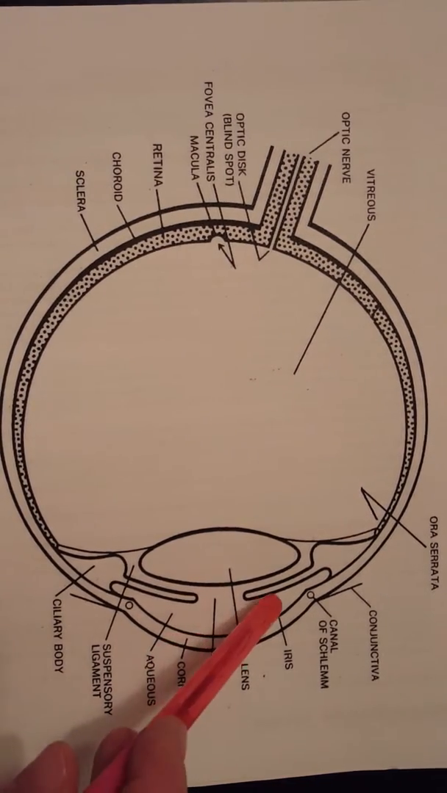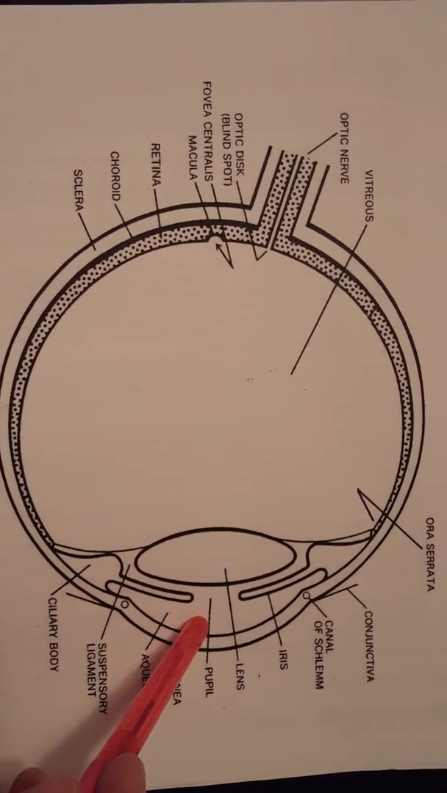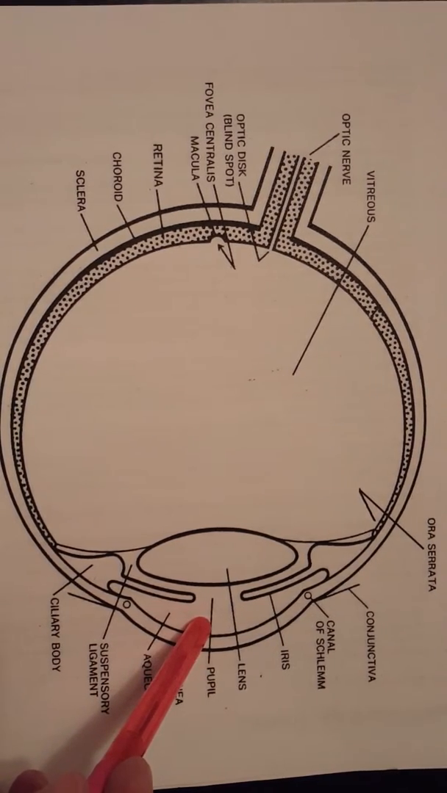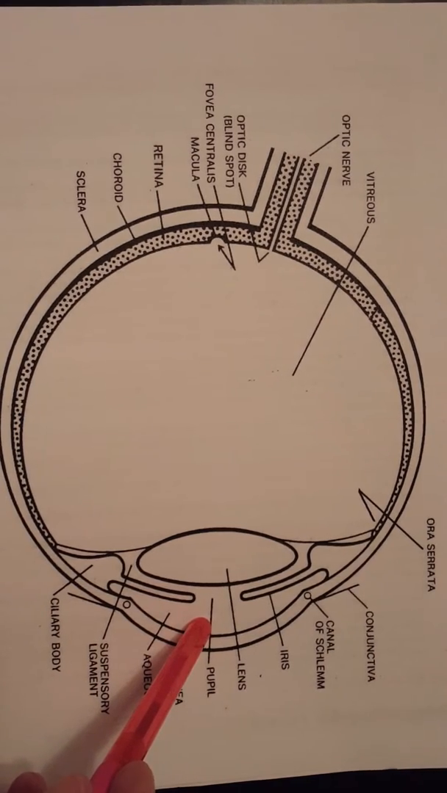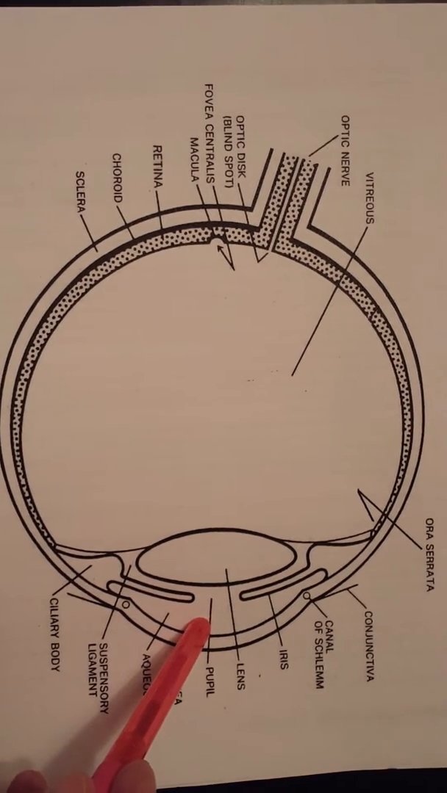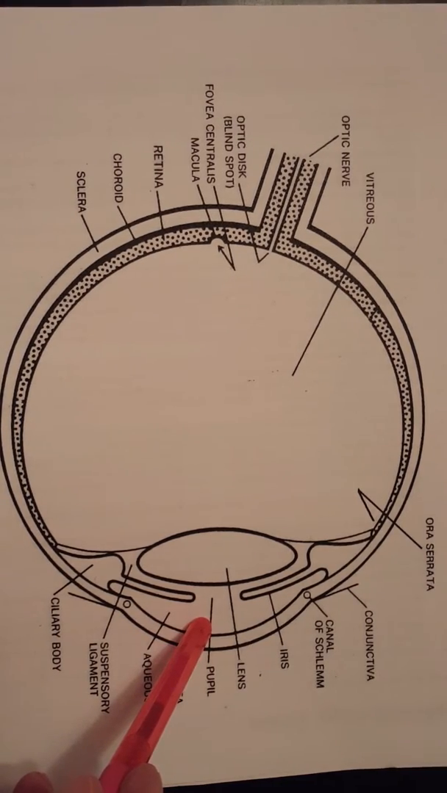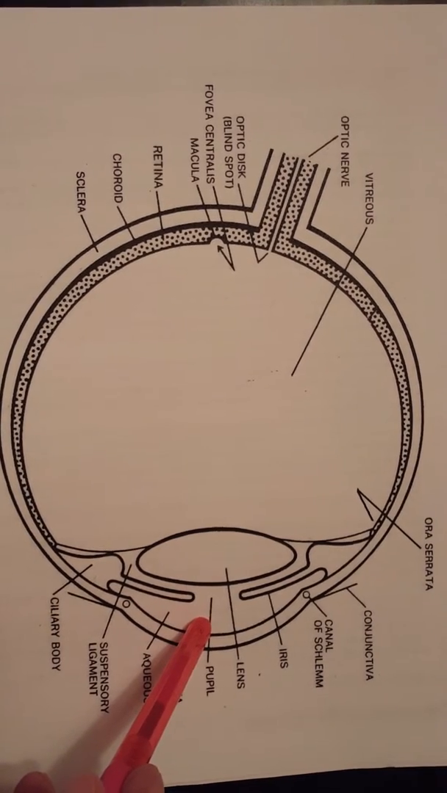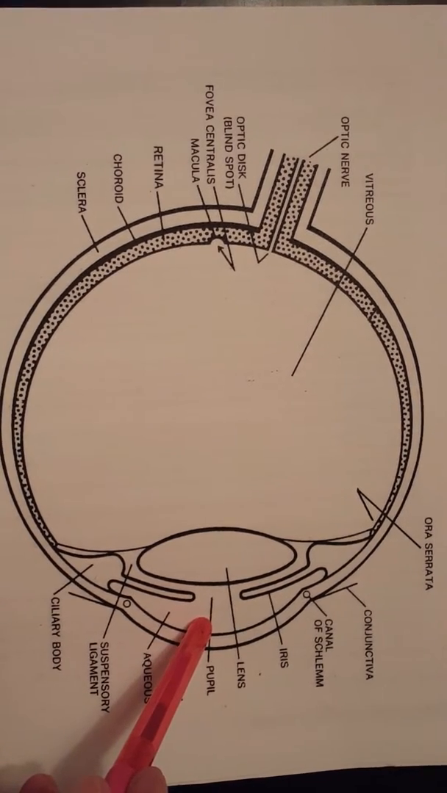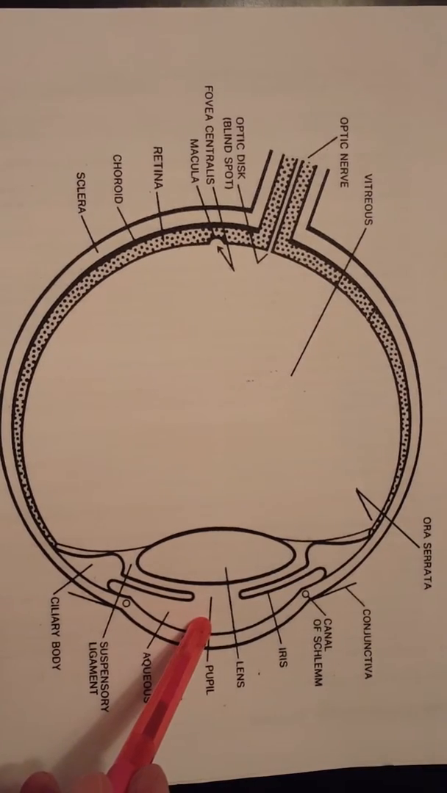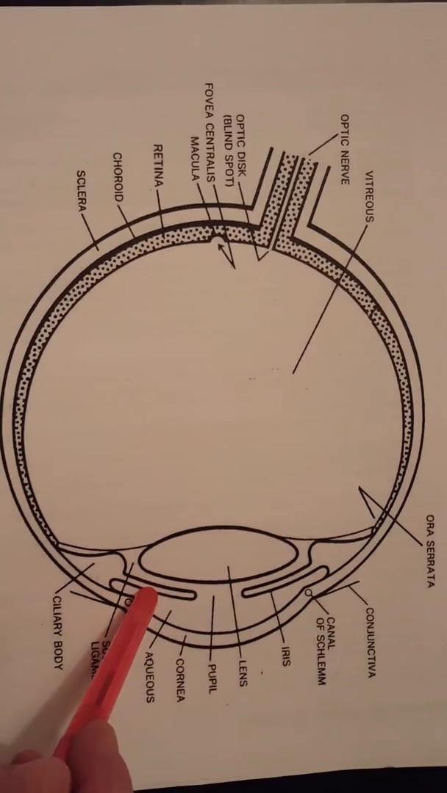Next, behind that, we have the aqueous. This clear fluid helps the eye to keep its shape and nourishes the eye. The aqueous humor plays an essential role in the health of your eye, as well as nourishing the cornea and the lens by supplying nutrition such as amino acids and glucose. The aqueous humor will help to maintain ocular pressure also.